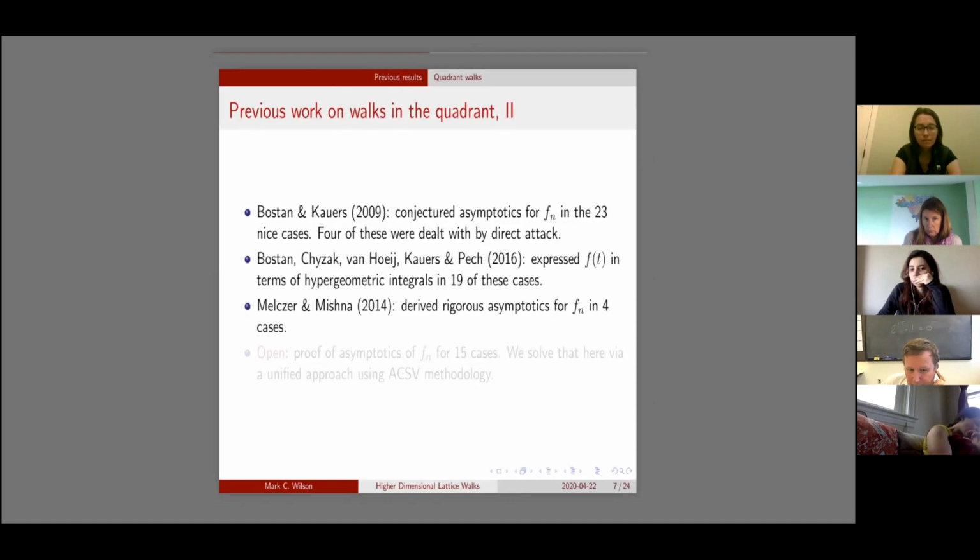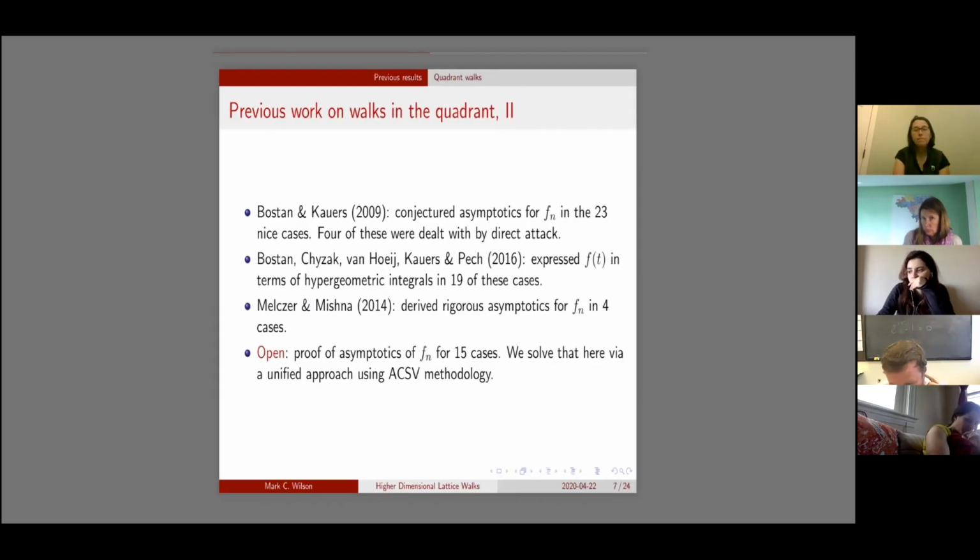And then Melczer and Mishna did the 4 easiest remaining cases using the kind of methodology I'm going to talk about today. But there were still 15 left, and basically the upshot of this paper is that all of those have been dealt with in a fairly unified manner. So we have finally solved at least a chunk of the quadrant walks, right?